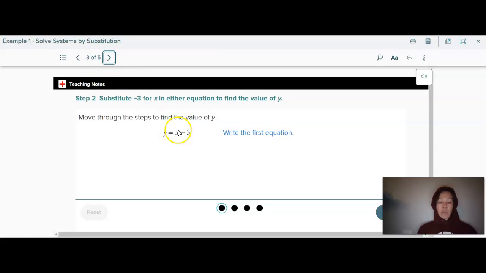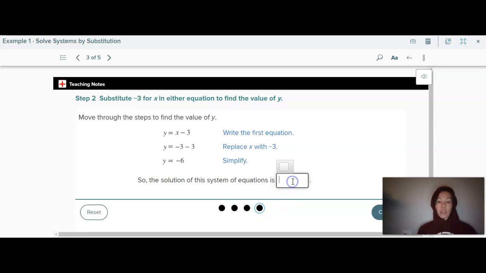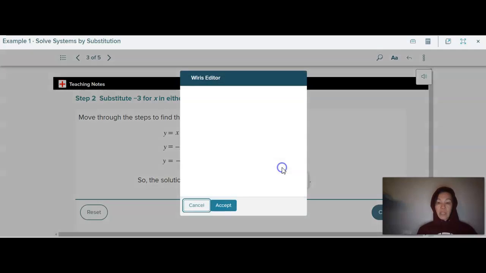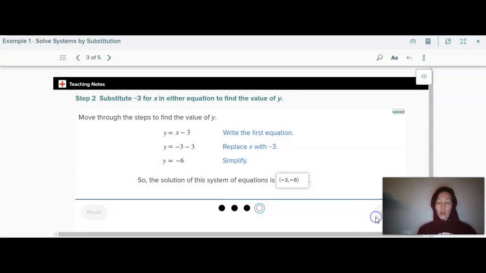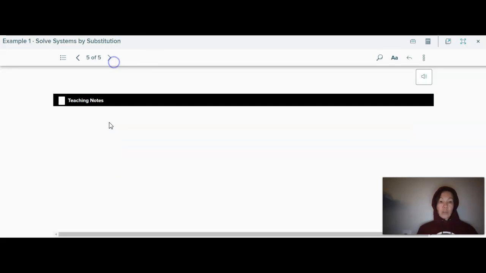But then we have to find the value of y. So we can pick either of those equations, y equals x minus 3 or y equals 2x. And now let's plug in negative 3 for x. If I plug in negative 3 for x, then we get that y equals negative 6. So our solution for this system is the point negative 3, negative 6. Once you have x and y, remember we write it as an ordered pair, x comma y. So why don't you guys try this check problem.